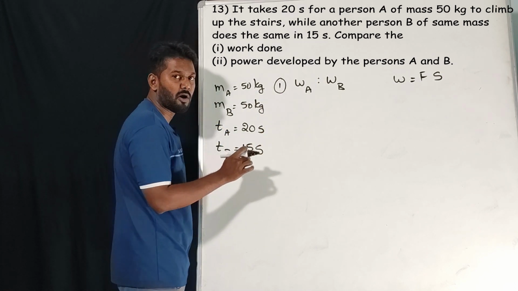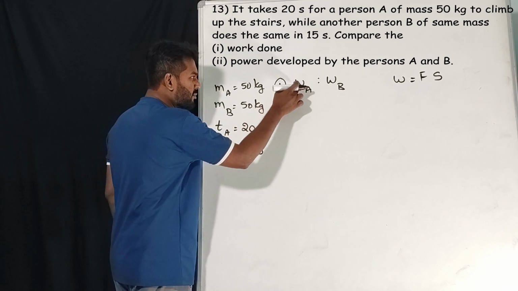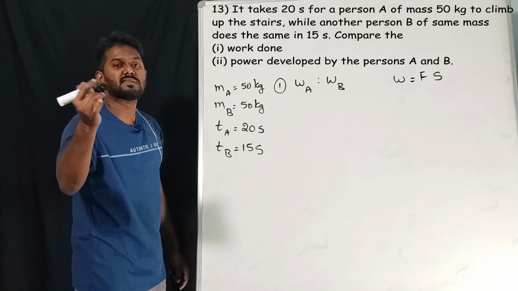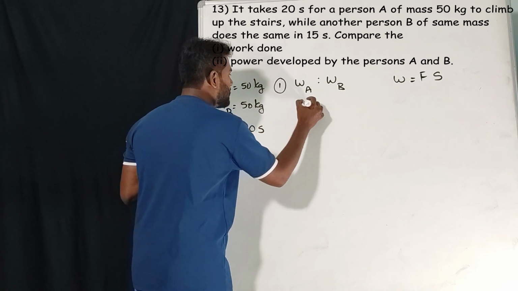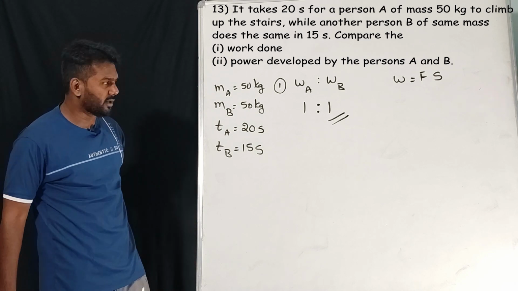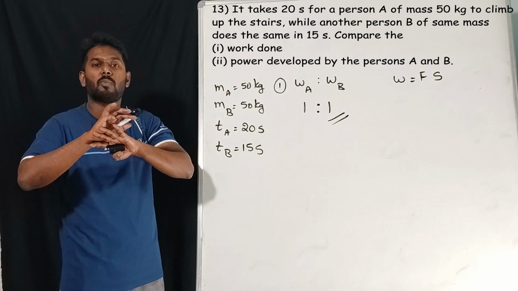That you have to write it in the form of ratios. Work done by A is to work done by B will be same. When the answers are same, you have to write the answer as 1:1. This is your answer. You got my point? Work done does not depend upon time.